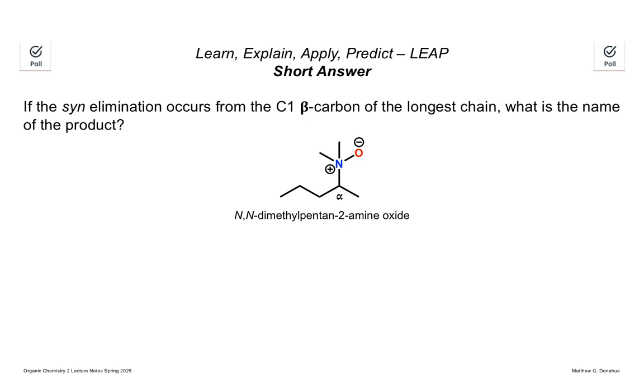So this says if the syn elimination occurs from the beta carbon, from C1 beta carbon of the longest chain, what is the name of the product? So this is C1, 2, 3, 4, 5. So 1-pentene. So the lone pair is going to abstract that. This will do the elimination. And then the nitrogen gets a lone pair back. So we're putting the double bond between carbons 1 and 2.